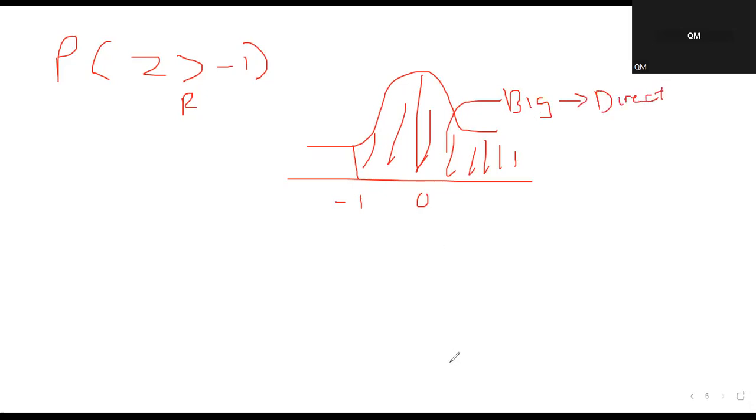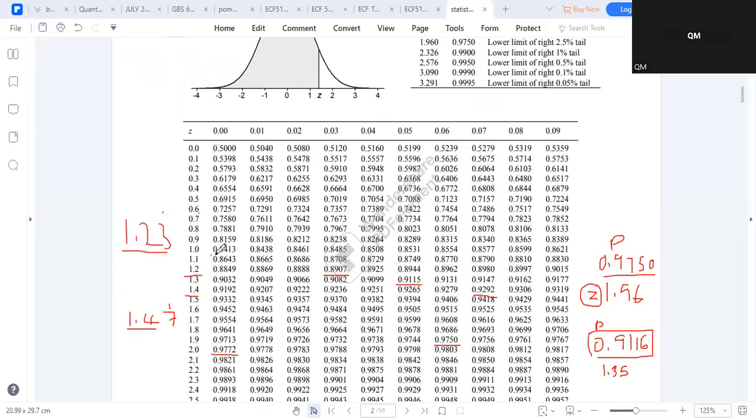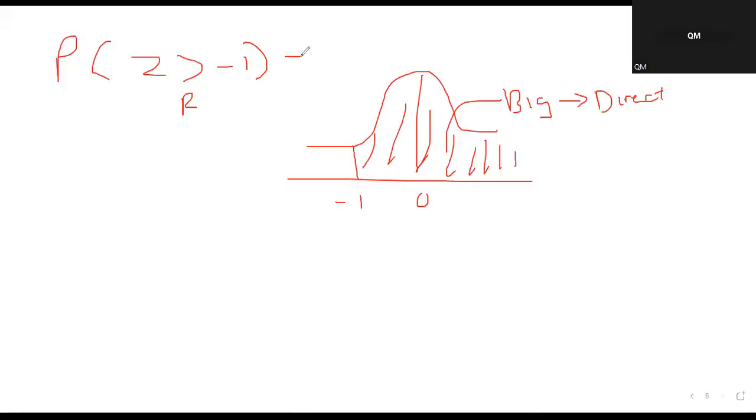So let's go and check where 1.0 is. So 1.0 is what? 0.8413. So do we need to subtract from 1? No. 0.8413. So this whole region there is about 84%, which makes sense. All right.